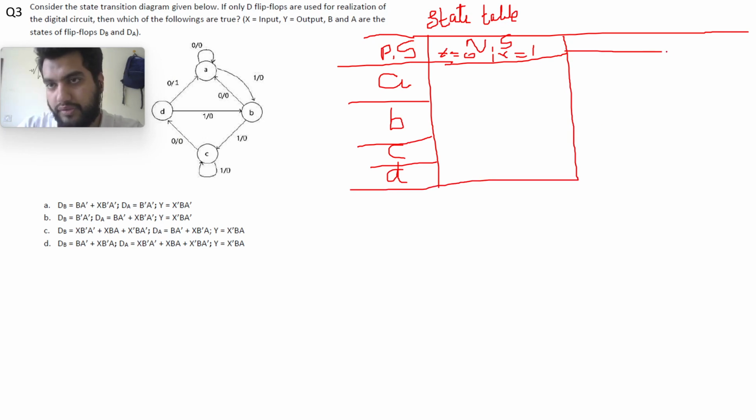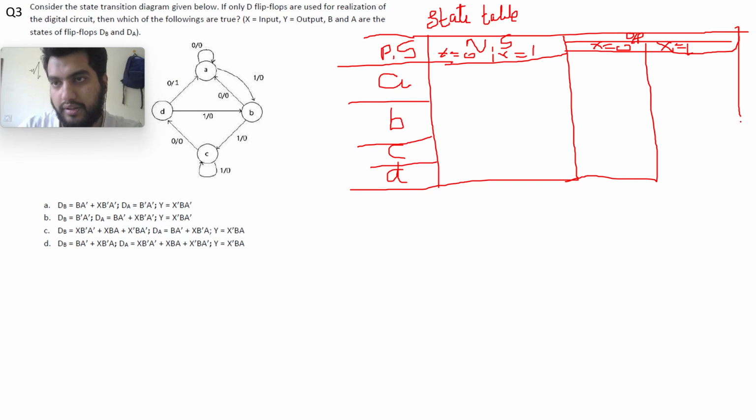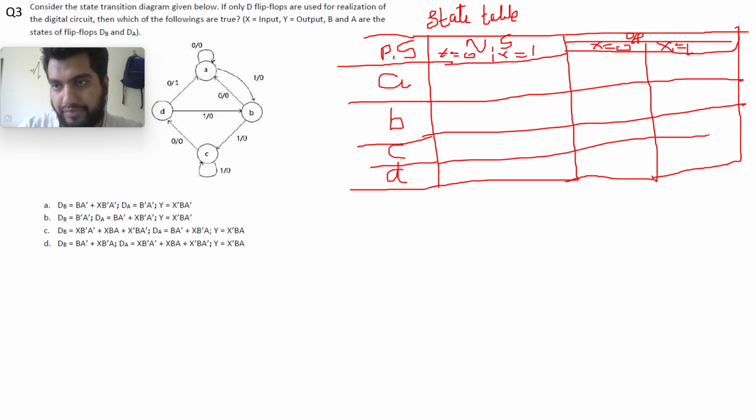And also we have outputs. So outputs are given for X equal to 0, and for X equal to 1. Now I'm here. Let me just close this one also.